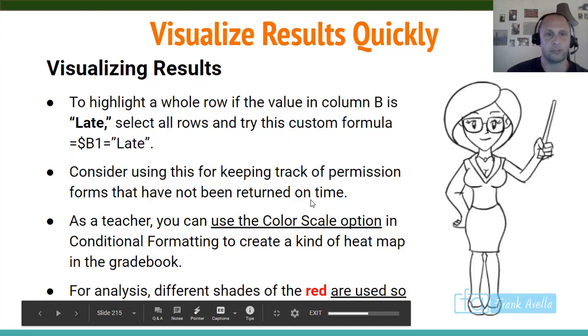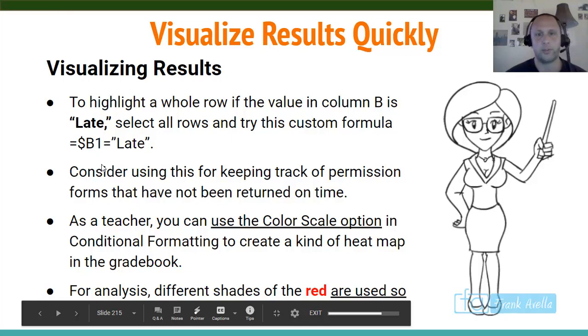All right, so visualizing results here, and this is more of the same thing of the spreadsheet. So to highlight a whole row, if the value in column B is late, and do you remember the one we had late? I think all late was orange. So you know it has here B1 equals late, and you might kind of forget how this works. So that's why you've got to go back and watch those videos.